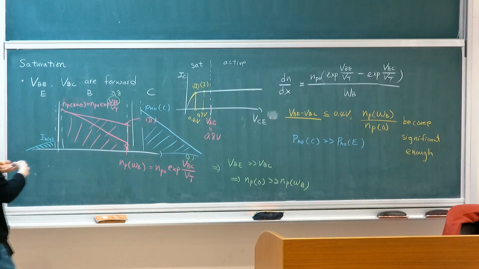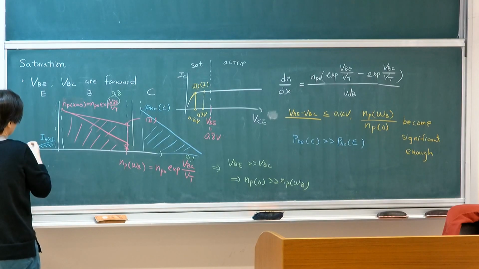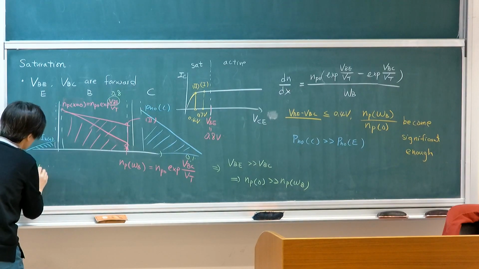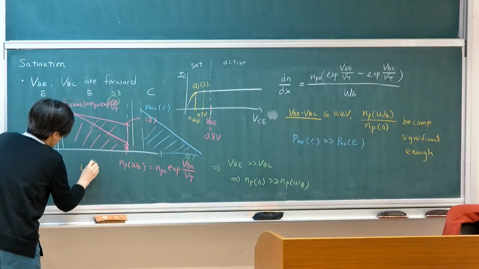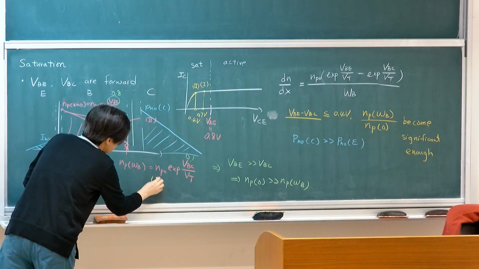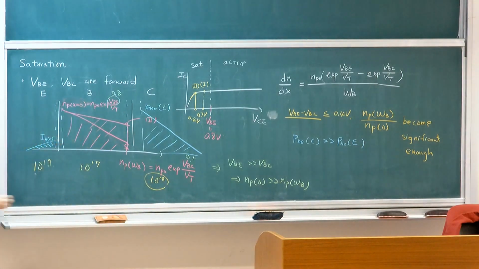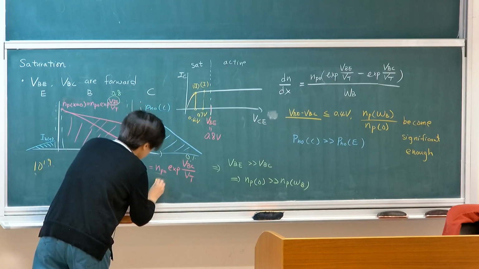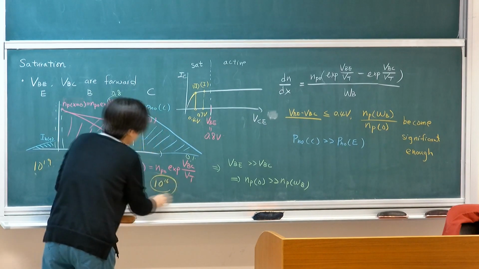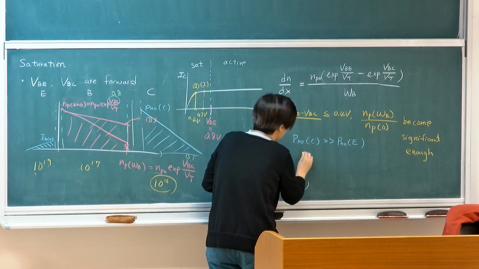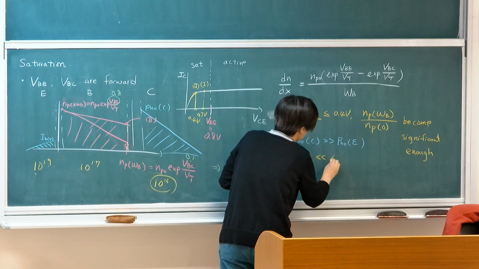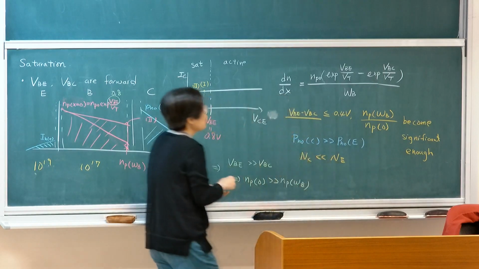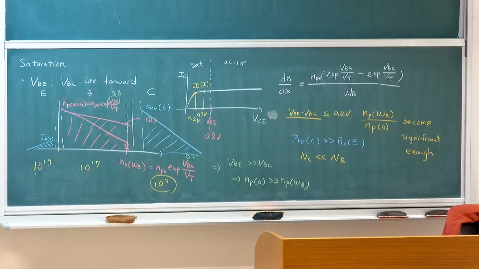Remember the level. Let me just give a number. These are typical numbers. This is 10 to the 19th. This is maybe 17, and this is 16. So this is how much? Three orders of magnitude lower in its doping concentration. So I'm just trying to emphasize that this is because NC is much, much lower than NE. Therefore, you would then have a lot more minority carrier concentration when you forward bias.